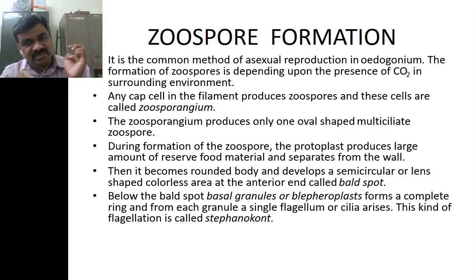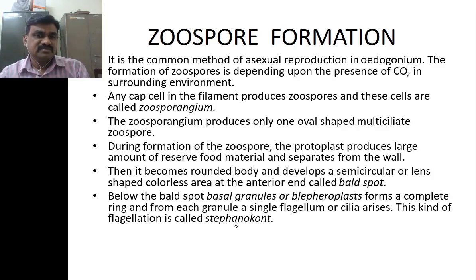So these blepharoplasts are very important because they give rise to the flagellum or the cilia. From each basal granule, a single cilium arises. Okay, look at this point. From each granule, a single flagellum or cilium rises. So this kind of arrangement of cilia, we call stephanocont. Stephanocont means a ring of cilia arranged around the bald spot. So these points are very important, that means the words bald spot, blepharoplast, and stephanocont.